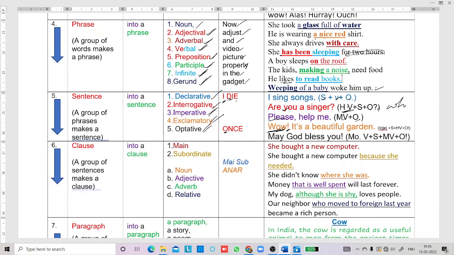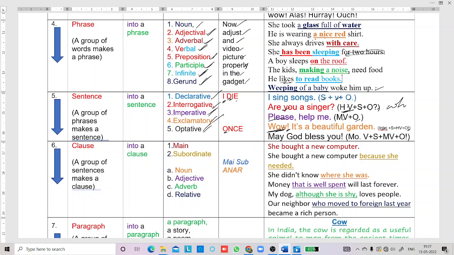So here the exclamatory mark is there, with subject plus verb, subject plus helping verb plus object. Sometimes we can put the exclamatory mark at the end of the sentence, or at the end of the interjectional expression word. There is no problem.